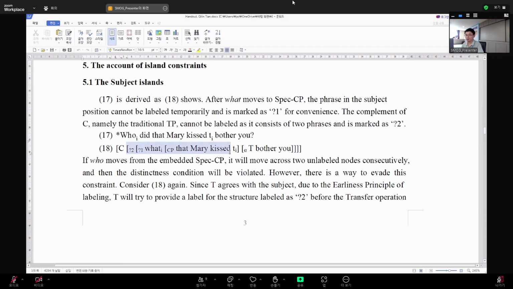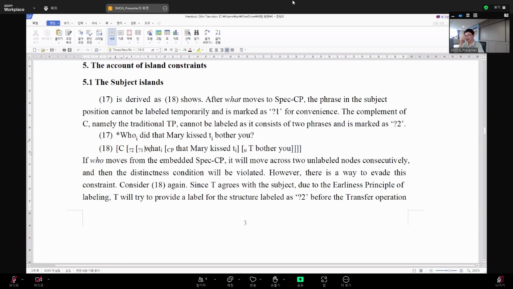And after this phrase merges with TP, we can see the resulting structure cannot be labeled either because it consists of two maximal projections. And if what moved from this position to the specifier of CP, then the movement will violate the distinctness condition because it moved across two unlabeled nodes. So it appears that my assumption cannot explain the subject elements. It appears that my account of the subject element is the same as that of musicology. So my assumption here has the same problem.